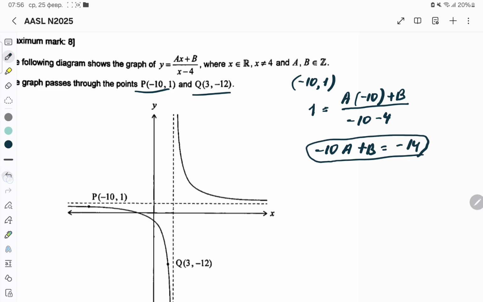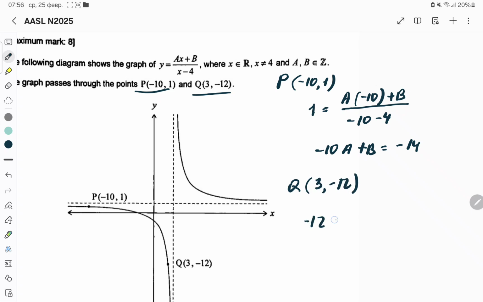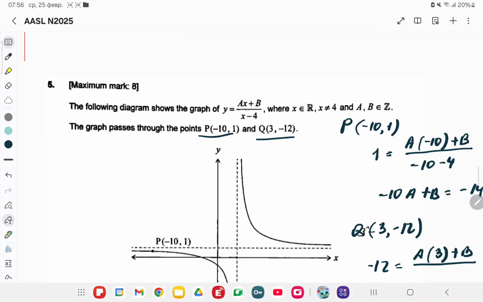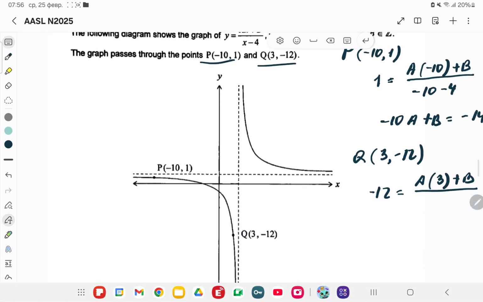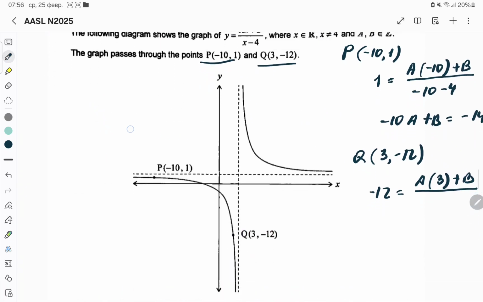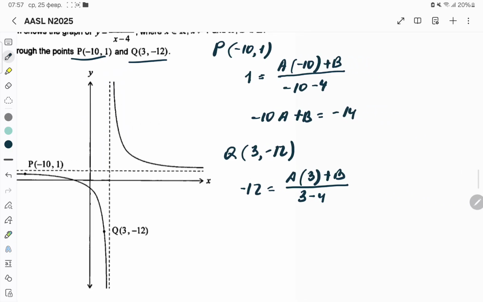Now, to obtain the second equation, for sure we will use the point Q, the second point, right? So 3 and negative 12, and now negative 12 is equal to a times 3 plus b over 3 minus 4. So we have 3a plus b is equal to 12. All right, so this is the second equation. So first equation, second equation.